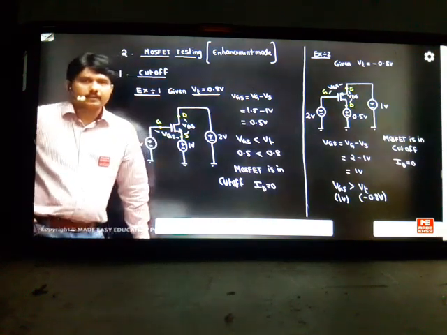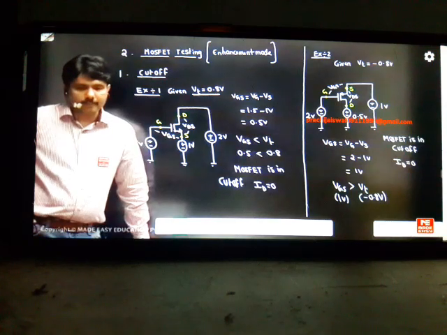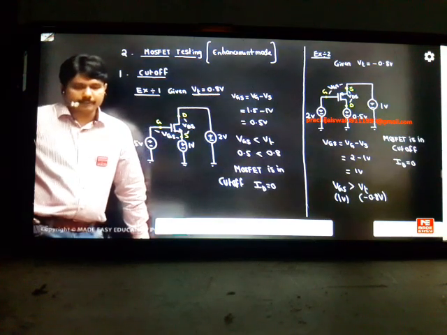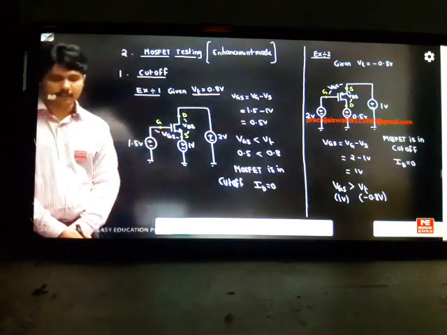Testing VDS is enough to test the circuit. Okay, for cutoff, both batteries are not required, both drops are not required. Only one VGS is enough to tell whether your transistor is in cutoff or not.